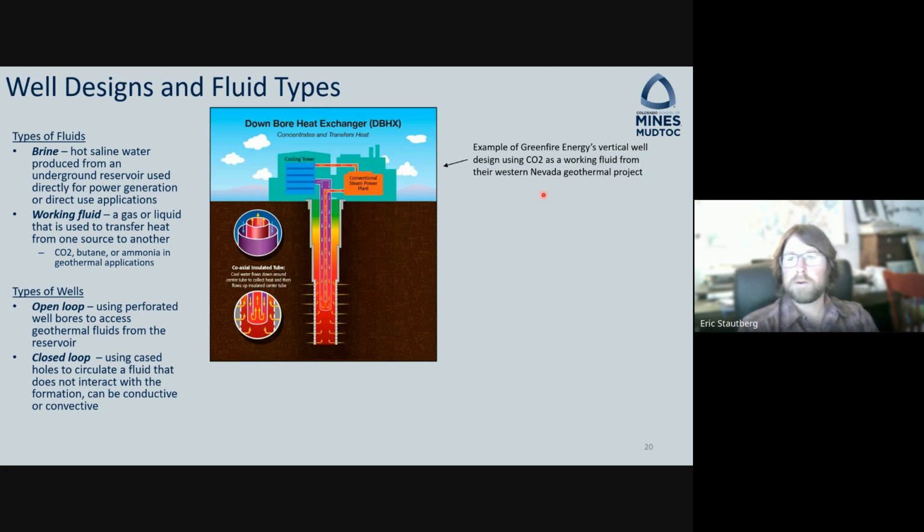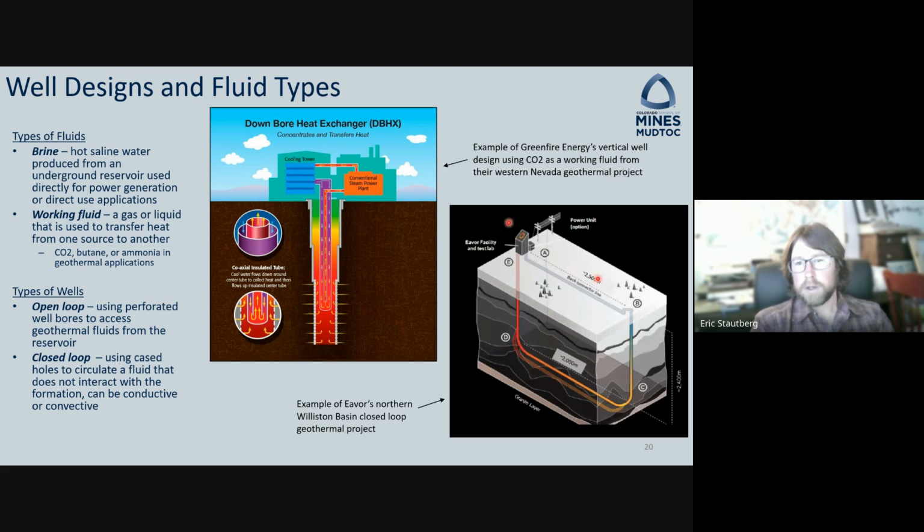This is an example from a company called Greenfire Energy. They have this sort of hybrid system where they would drill a perforated well, allow hot brine to come into the bottom, and put a downhole heat exchanger in there to extract thermal energy from the wellbore. Another design comes from a company called Eavor, where they drilled a horizontal well, intersected a vertical well to create this loop system, and they can circulate a working fluid through this well to extract thermal energy from the subsurface. So both very interesting projects, but these are examples of what are called closed loop systems.